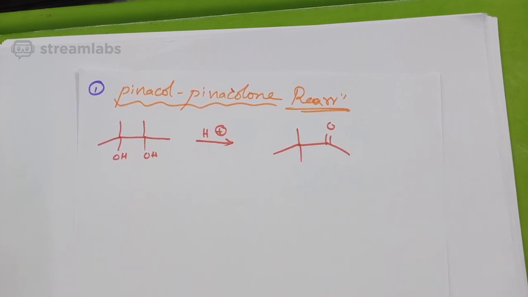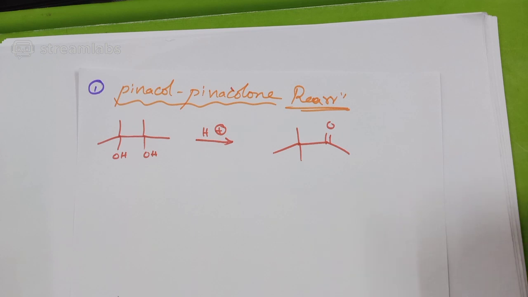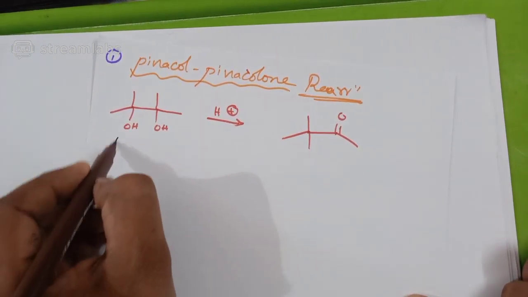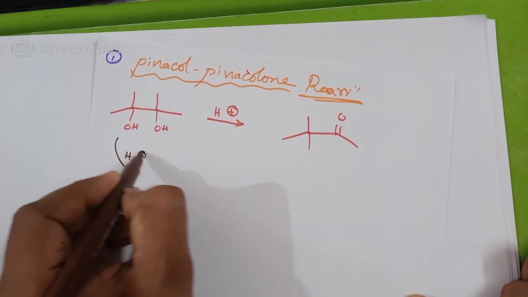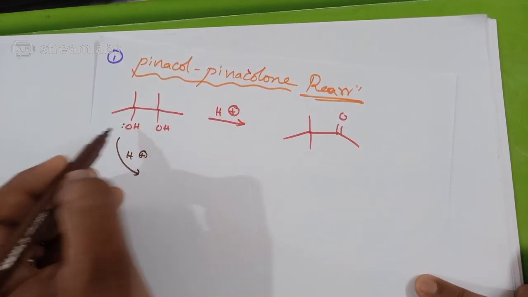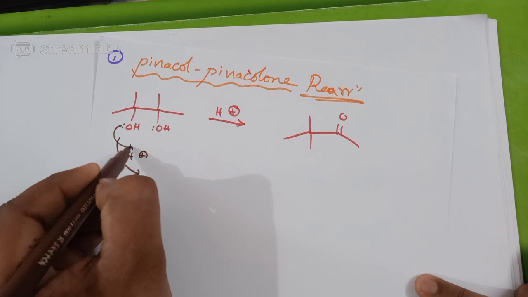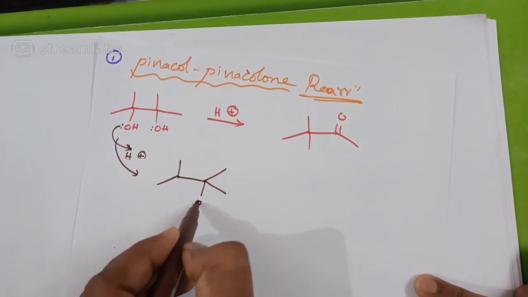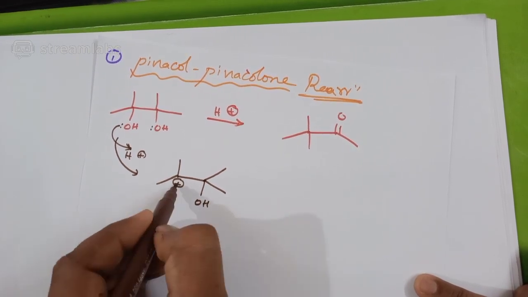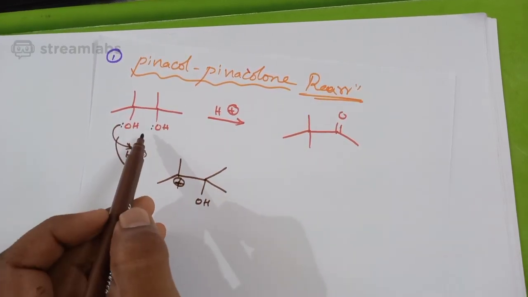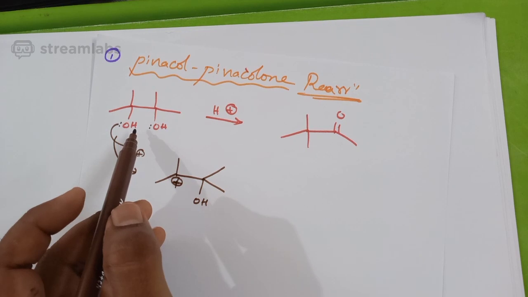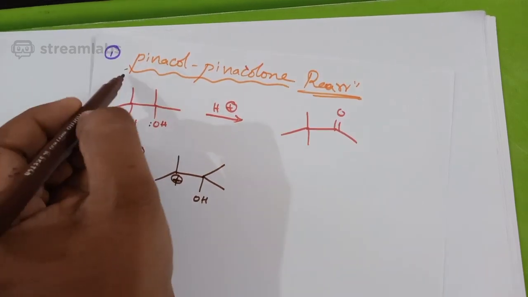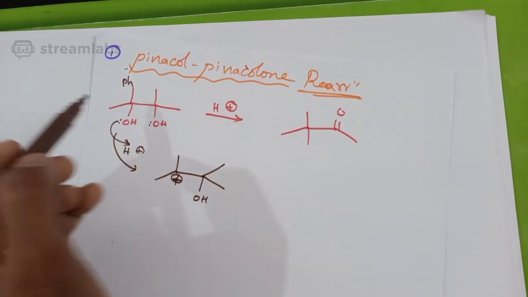This rearrangement is called pinacol, pinacolone rearrangement. What is this rearrangement? I'll tell you now. See the mechanism. First I am adding H plus ion to this pinacol. Here oxygen having lone pair, here also lone pair. Any one of the OH groups can be protonated. We will get OH2 plus group here and plus charge. In this molecule there is no problem because the carbons are identical, right?